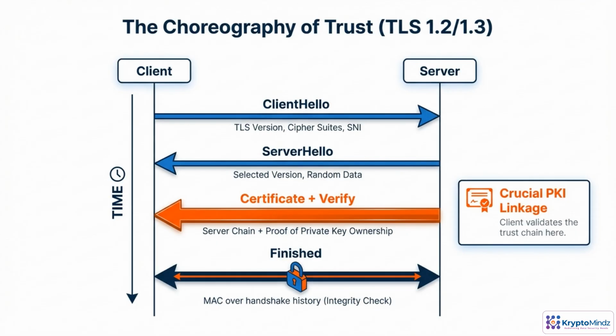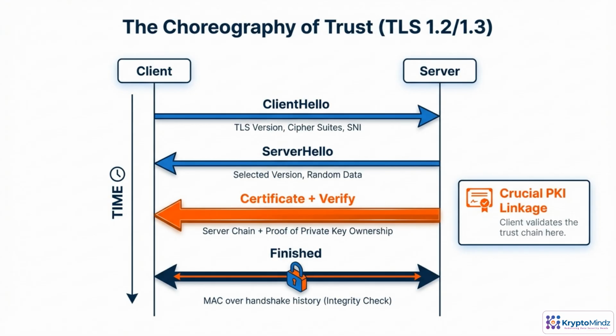Let's look more closely at that fast trust decision. When your browser connects to a secure website, first, the client proposes how to talk securely, which TLS version, which cipher suites, and which server name it wants. The server answers with its choices, and some fresh random data. The crucial step is what happens next. The server sends its certificate chain, and proves it actually holds the private key corresponding to that certificate.